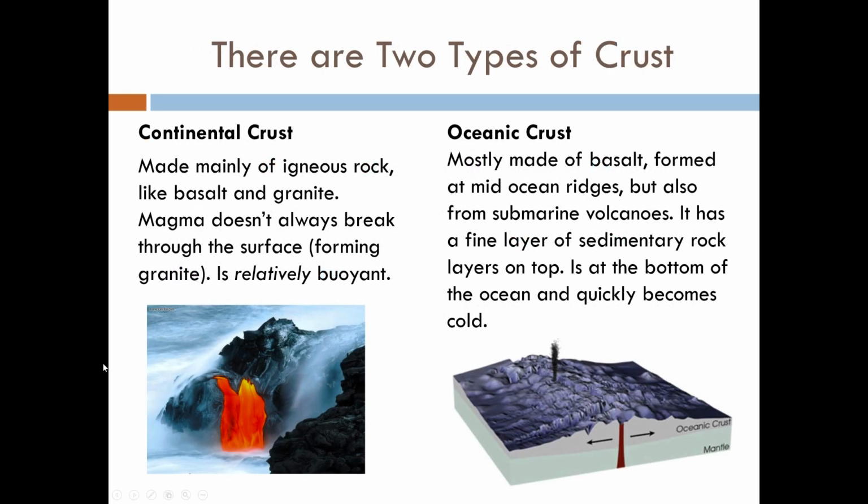So continental crust is mostly igneous rocks, basalt and granite. It's relatively buoyant. Now you might think it's strange calling rocks buoyant, but relatively buoyant, so less dense. Oceanic crust is mostly made of basalt, and that's formed at mid-ocean ridges, also underwater volcanoes, but not granite, and it's because the crust that's forming at the bottom of the ocean doesn't necessarily have time to cool slowly, and it's not as thick as the continental crust.